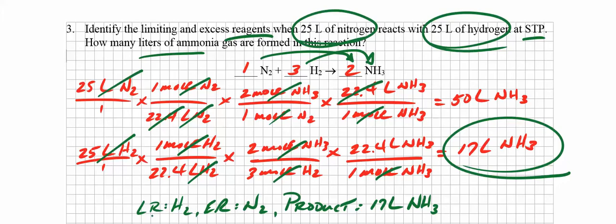So we've got limiting reactant H2, excess reagent N2, product 17 liters, and I'm done with number 3. Let's move on to the next one.